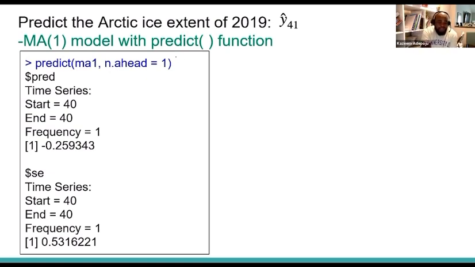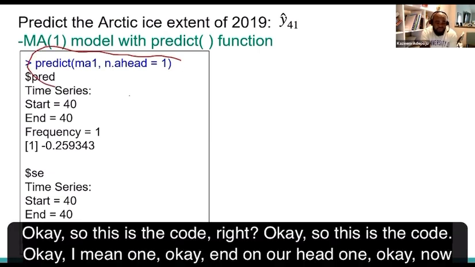As you can see, we have a code here. Give me 1 second. So this is the code: MA1, n.ahead = 1. When we do that, we're going to have 2 different outputs, one for the prediction and the other for the standard error of that.